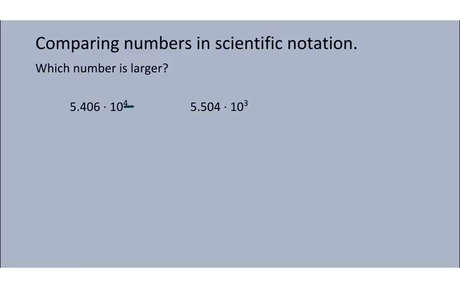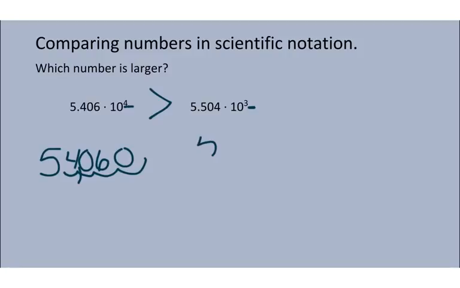When I look at my exponents, I know that positive 4 is larger than positive 3. So I'm going to assume that 5.406 times 10 to the fourth power is actually larger than 5.504 times 10 to the third power. I want to write that in standard notation so that I can prove to you that it actually works. So 5.406, I have a positive 4, so that means I'm going to make my number larger, and I'm going to move my decimal place 4 times. 1, 2, 3, 4. So this number in standard notation is 54,060.